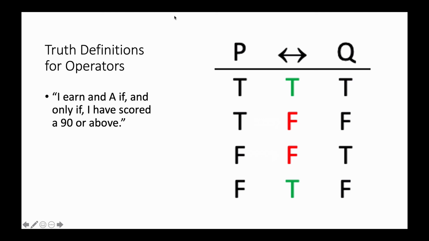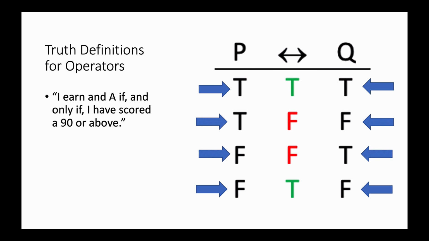Let's suppose we have the following statement. I earn an A if and only if I have scored a 90 or above. In other words, what we're saying is that earning an A guarantees getting a 90 or above, and getting a 90 or above guarantees earning the A. Now let's consider row 4. It's false that you earn an A, and it's false that you earn a 90 or above. It's still true, however, that when you earn an A, you've got a 90 or above, and when you have a 90 or above, you have an A.